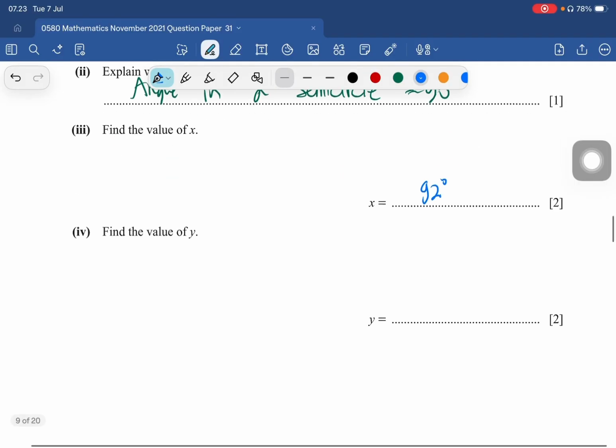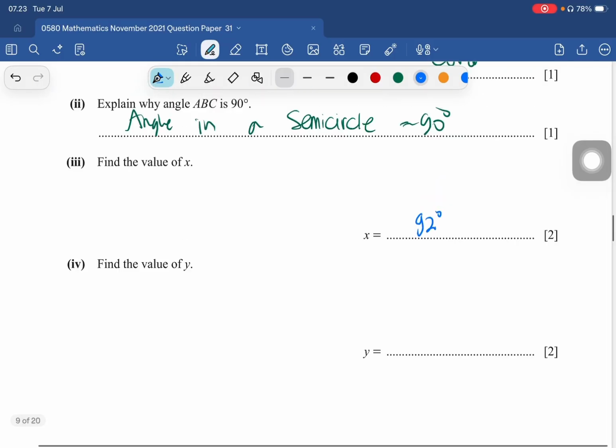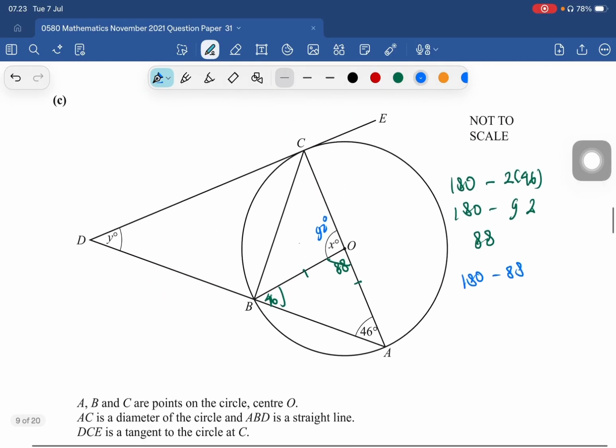Okay, next find the value of y. Here is the radius and the radius. Here also the radius. So here are going to be equal. So 92 degrees. Sorry, 180 degrees minus 92 is 88. Divided by 2, so this is 44. Here also 44 degrees.